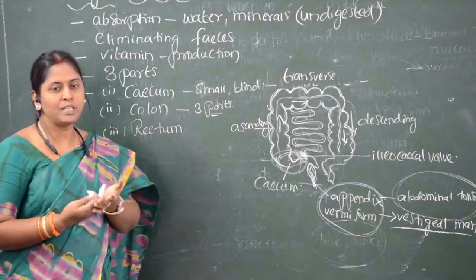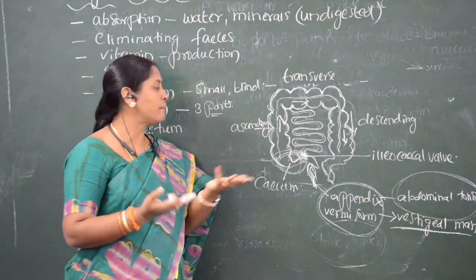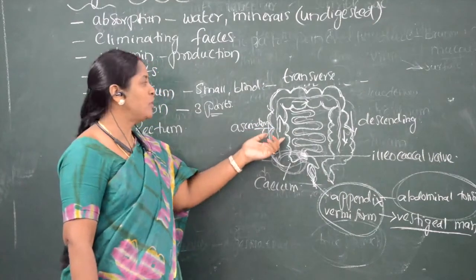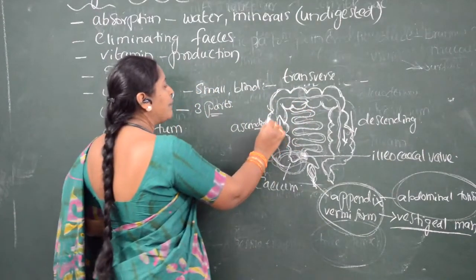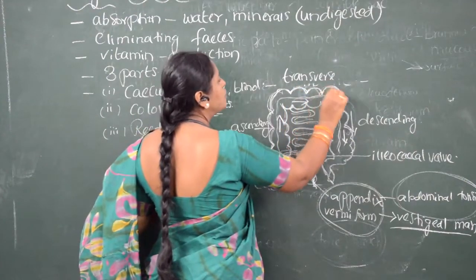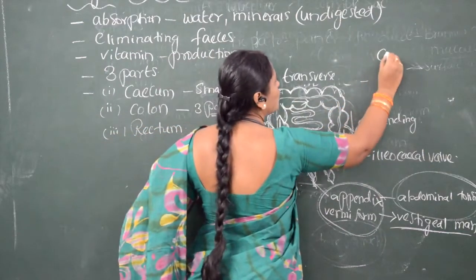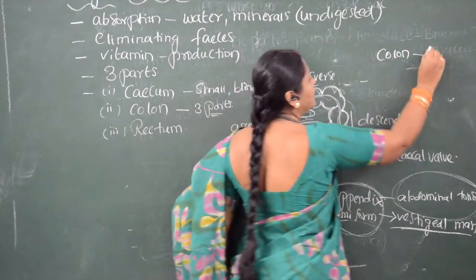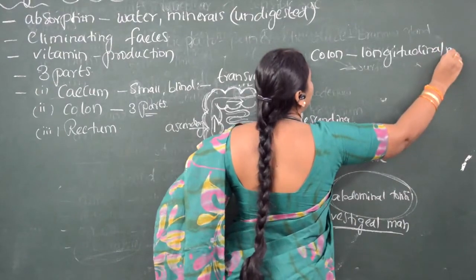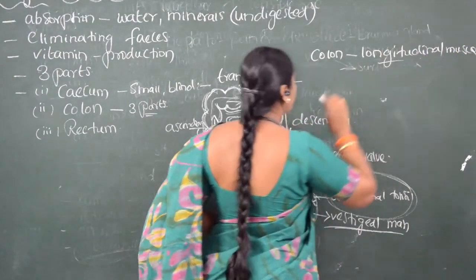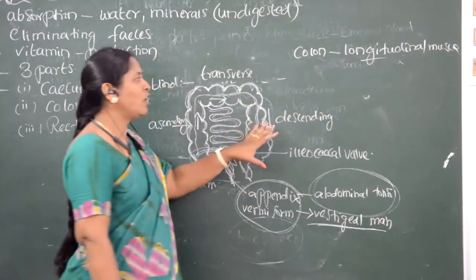Any vitamins or excess water present in the excretory waste material or undigested food material, that absorption occurs inside the colon. And one more thing, the colon is made up of many longitudinal muscles. Because of these longitudinal muscles, many projections are formed.